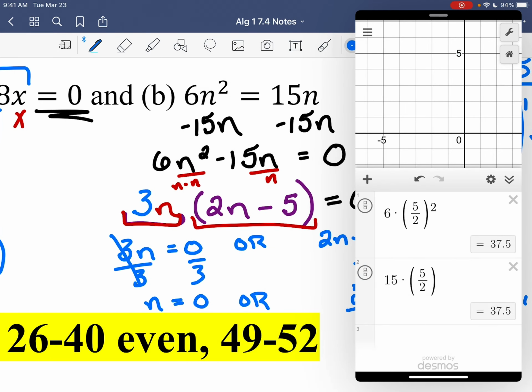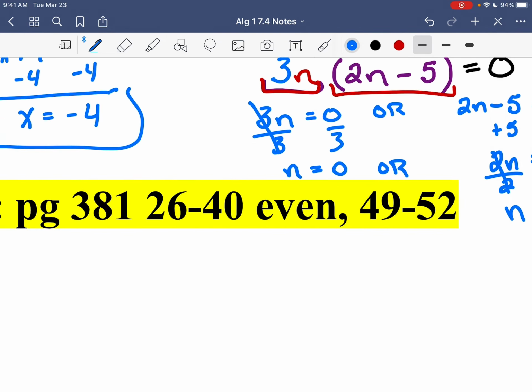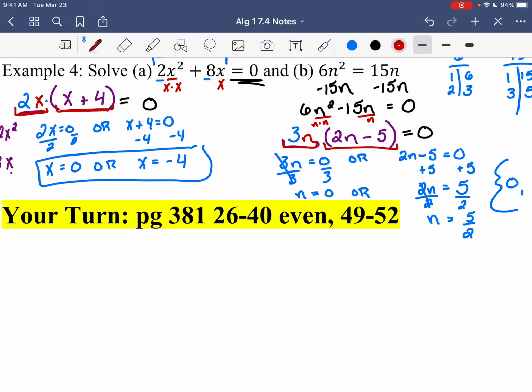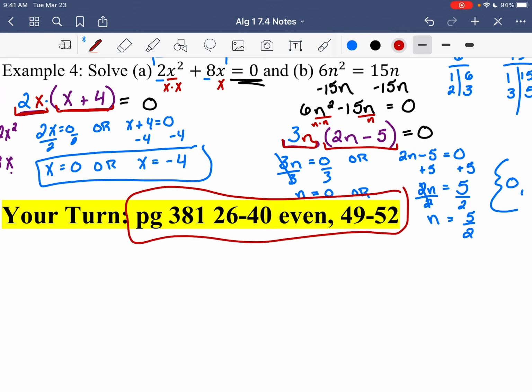Okay, goodbye calculator. All right, your last bit of practice problems. My calculator doesn't seem to want to go away. There we go. Your last bit of practice problems here is page 381, 26 through 40 even, and then do 49 through 52.